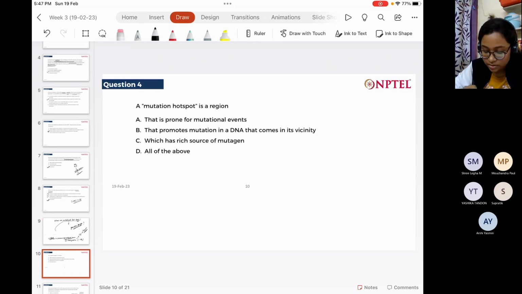You have to answer which of these options exactly explains what you mean by mutation hotspot. Option A says these are prone to mutational events. Option B says it promotes mutation in a DNA that comes in its vicinity. Option C is it has a rich source of mutation, or all of the above. What do you guys think is the correct answer for this question?